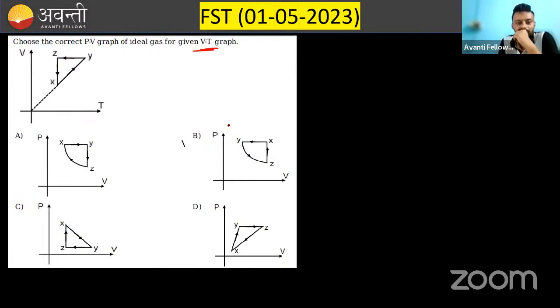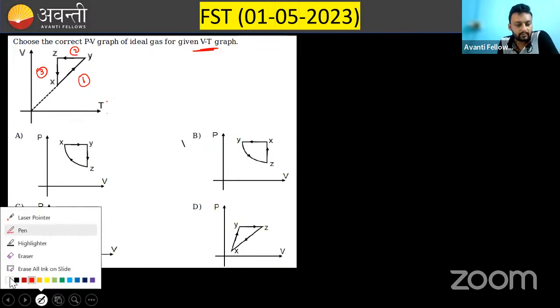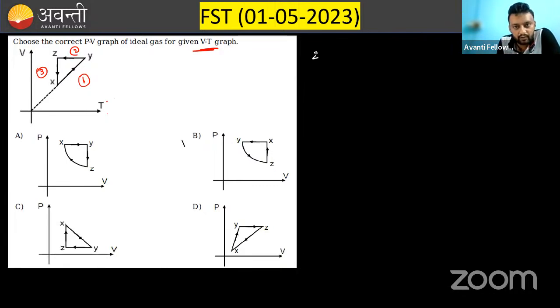Now listen. First of all, there are 2 processes which are very easily understood. Let's suppose this is process number 1. This is process number 2. This is process number 3. So from the diagram, what I can conclude is that in process number 2, volume remains constant, so this is isochoric. Clear? Process number 3 is nothing but temperature is remaining constant, so this is isothermal.